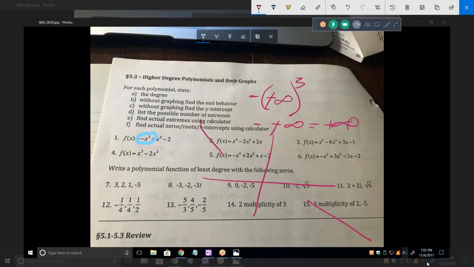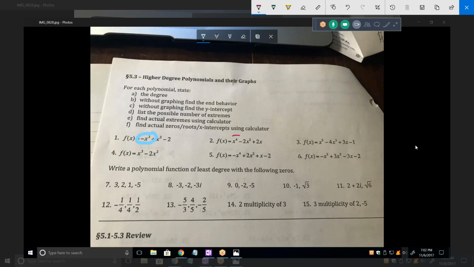All right. How about number 2? It's going to be opposite, so it's going to come up from the left and then go up to the right. Well, look at that term only and do what I did. Plug in negative infinity and then positive infinity. That's the way you figure it out.